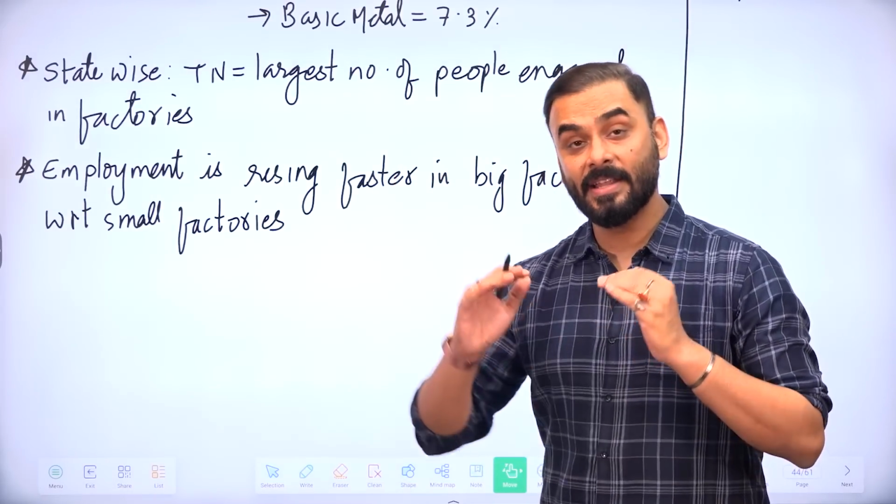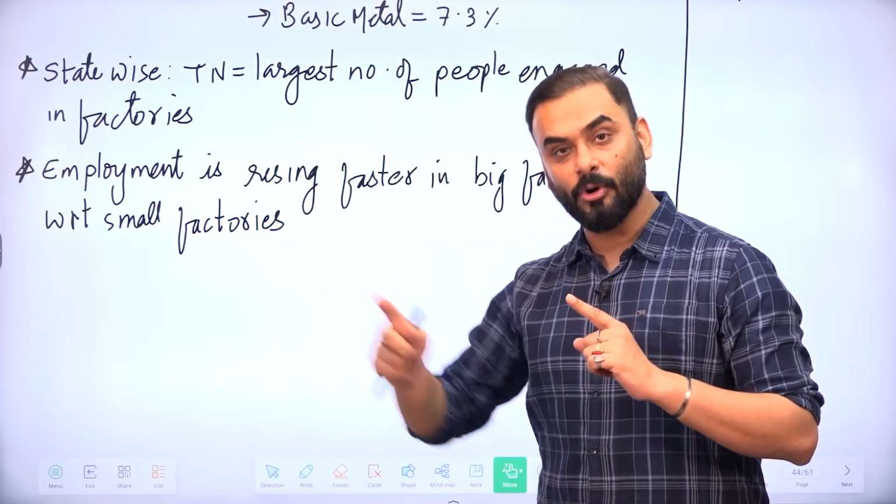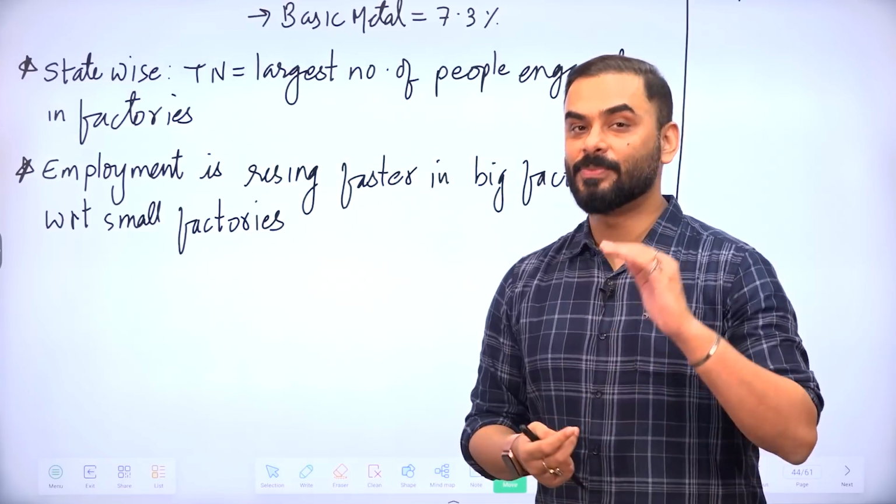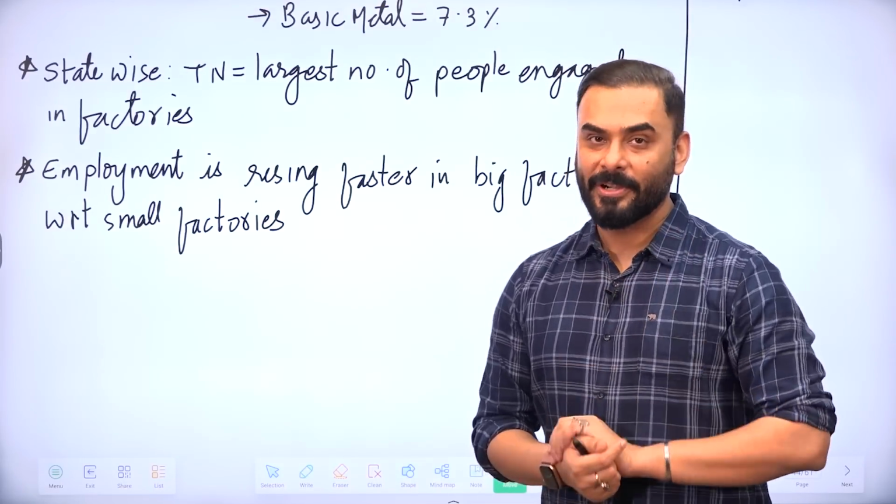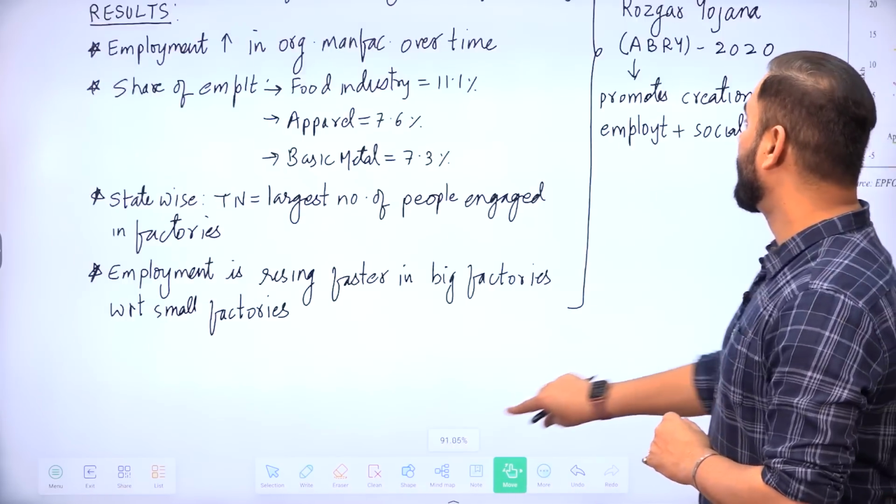Economic survey says that the bigger industries are creating more employment in organized manufacturing. Smaller industries are creating less employment. So that is one of the facts given in the economic survey.